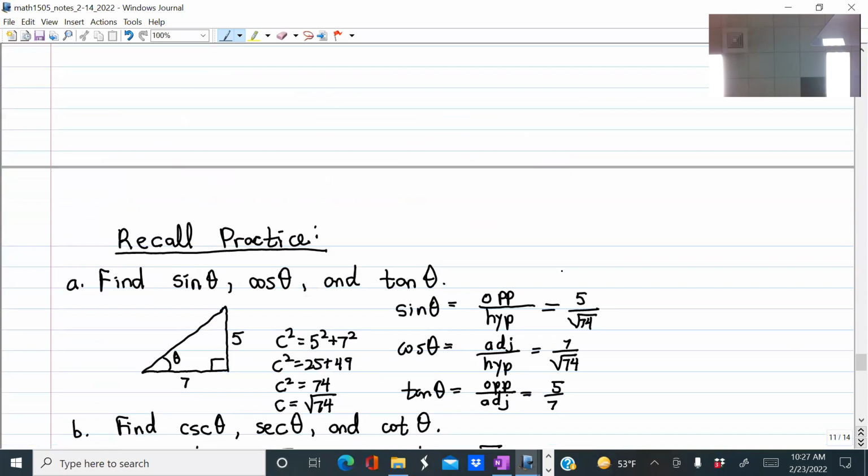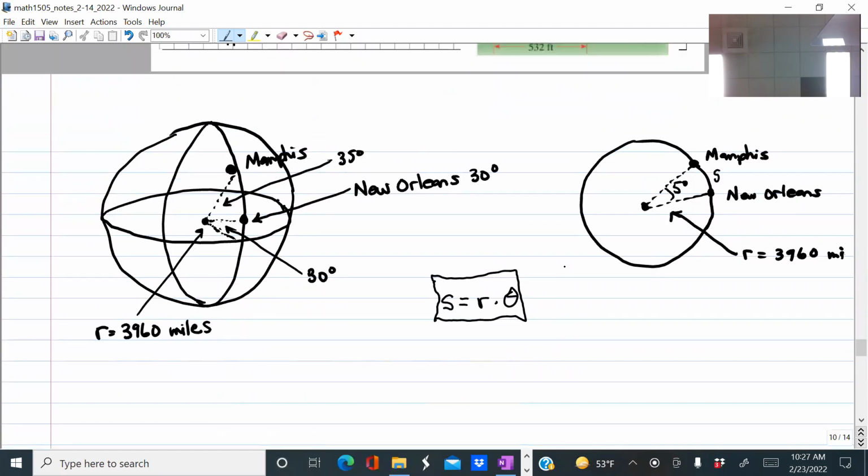Because the version of the problem that I had here before involved not St. Louis, but Memphis. So let me erase Memphis here and put in St. Louis instead. Okay, so here's St. Louis on this sphere, which is the Earth. So imagine that's the Earth.